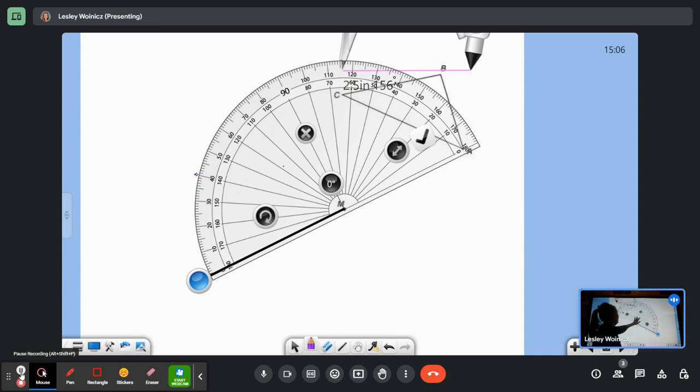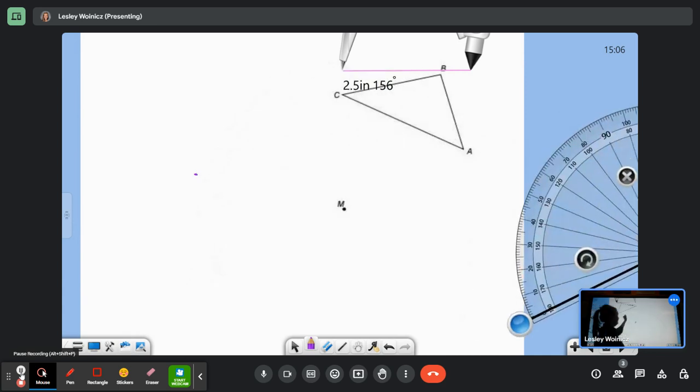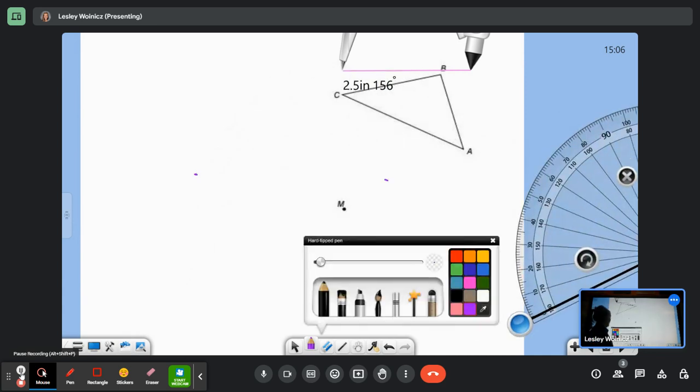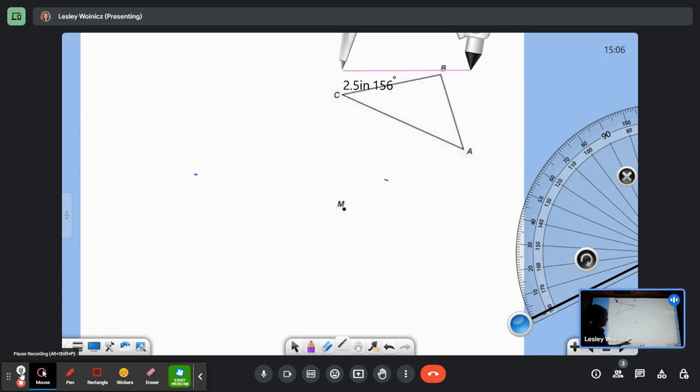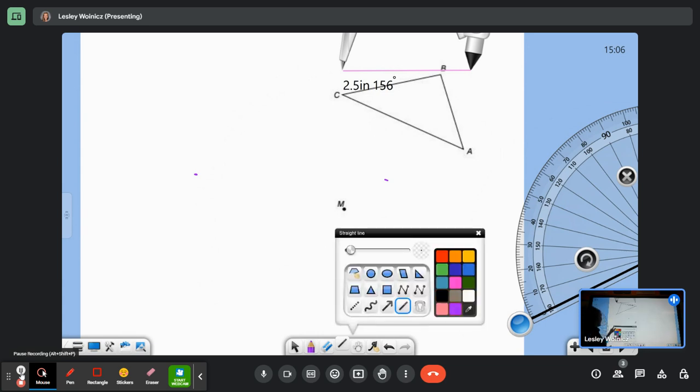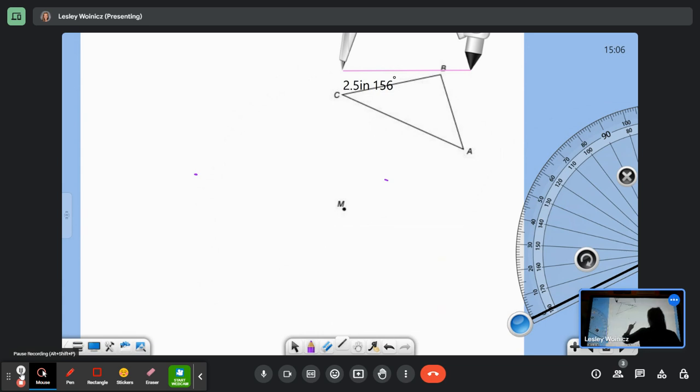Move your compass out of the way. Next, you need an auxiliary line or ray or segment. It doesn't really matter which. Going through M and that little point you just made.